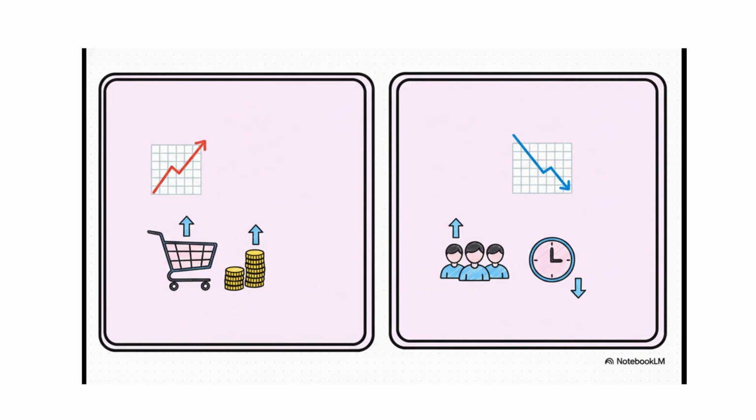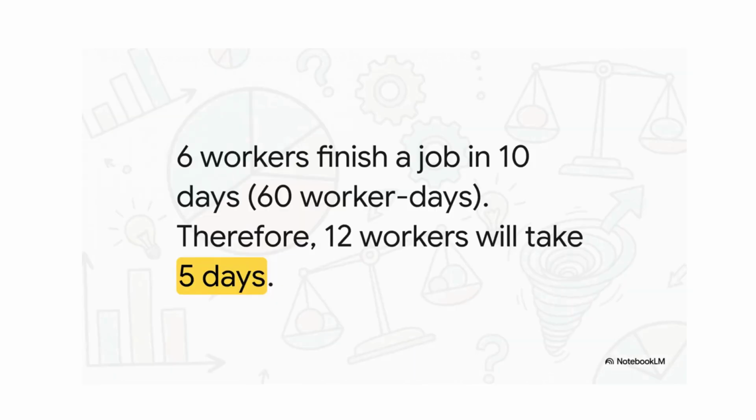Makes sense. But then you have inverse proportion. This is the opposite. When one thing goes up, the other thing goes down. Like, the more people you get to help on a project, the less time it's going to take to finish. Here's a classic example of that inverse proportion in action. Let's say 6 workers can finish a job in 10 days. You can kind of think of that job as needing 60 worker days of effort.